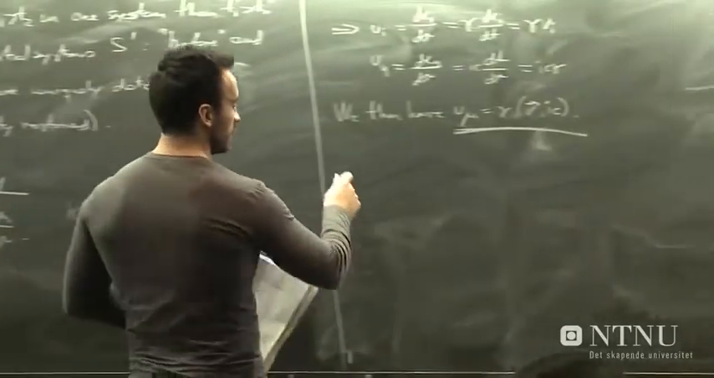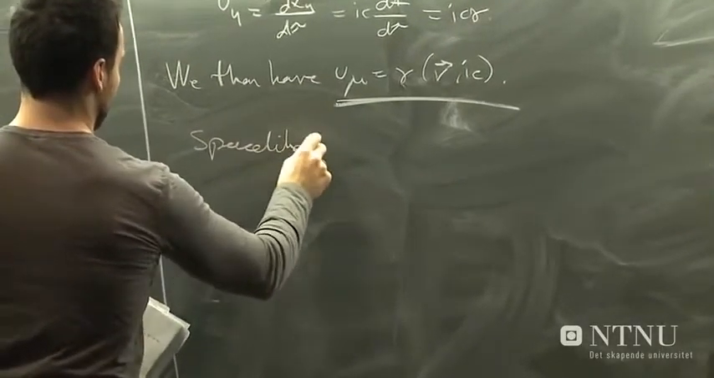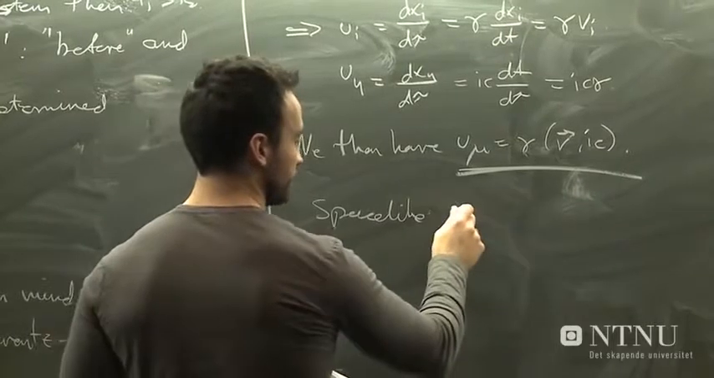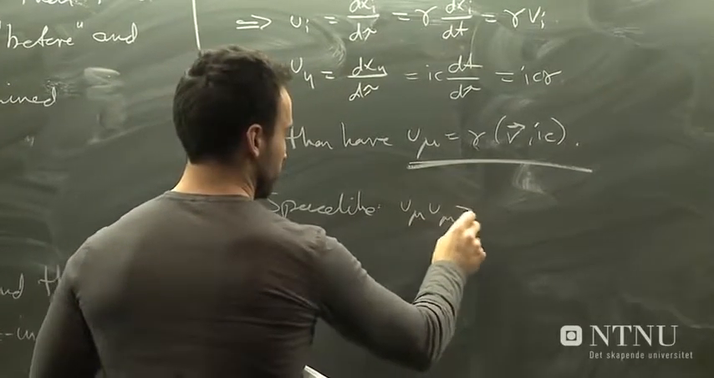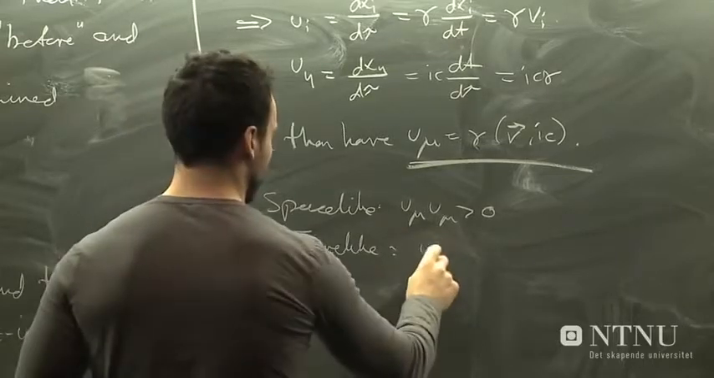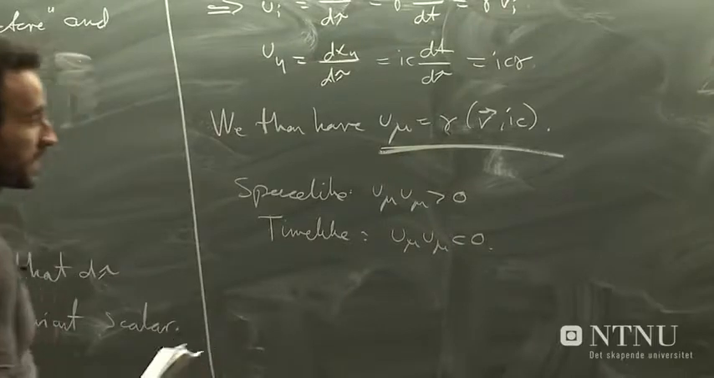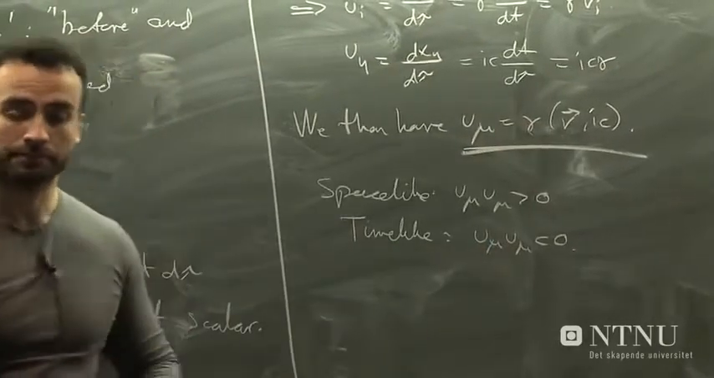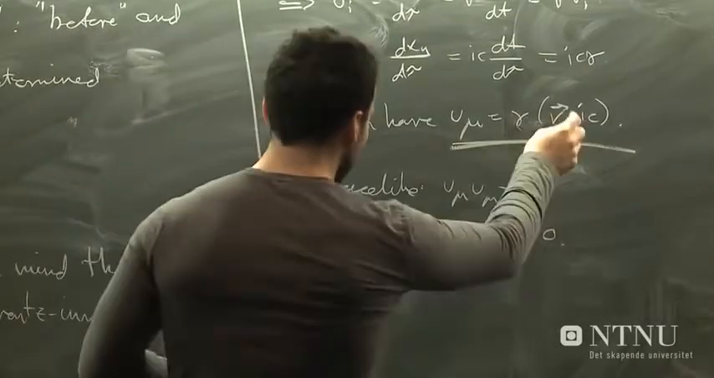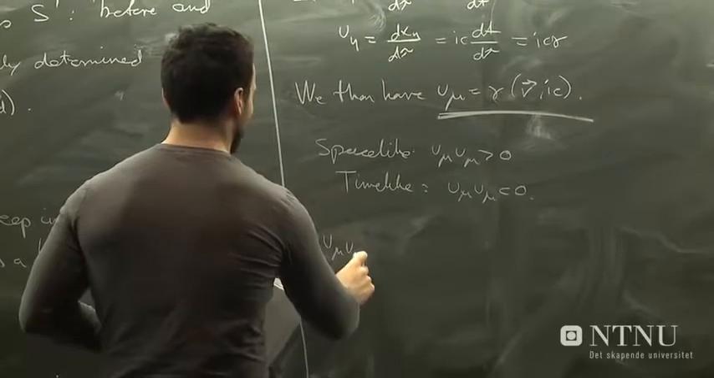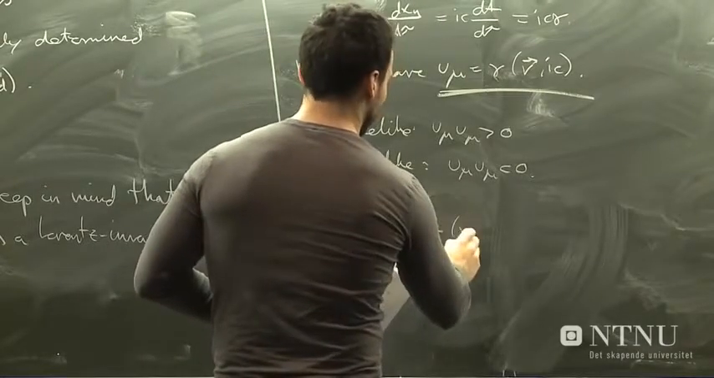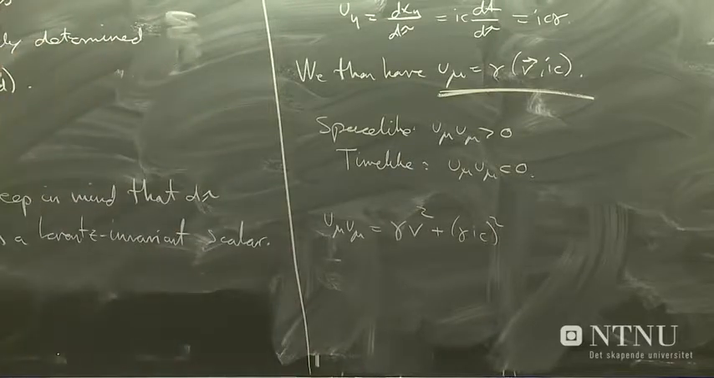What are the conditions? If it's space-like, all right, and opposites for the time-like case. So then the question is simply, what happens for this four vector? I think it's space-like. Space-like, okay. Let's try to multiply. So we have u mu, it's gamma v squared plus gamma ic squared. Do you agree?